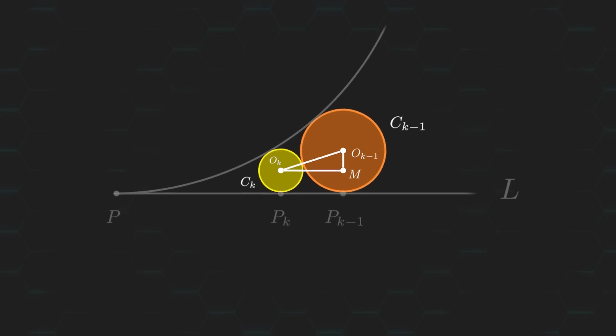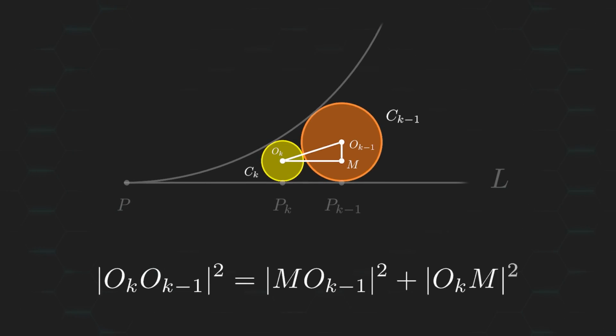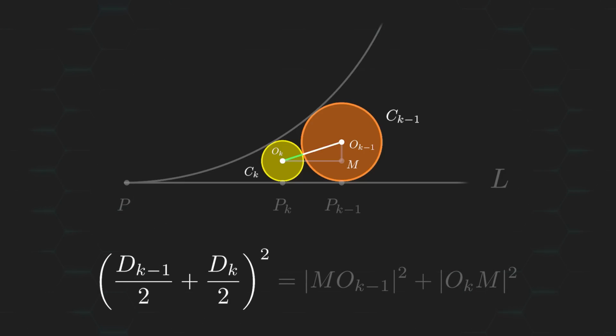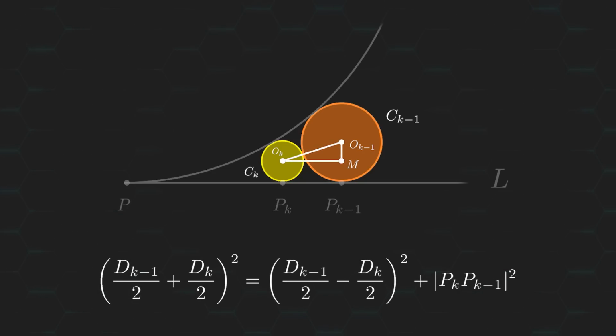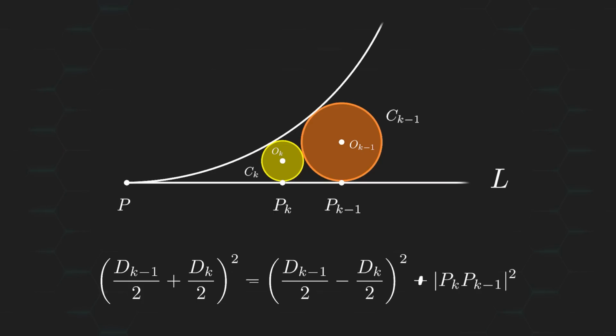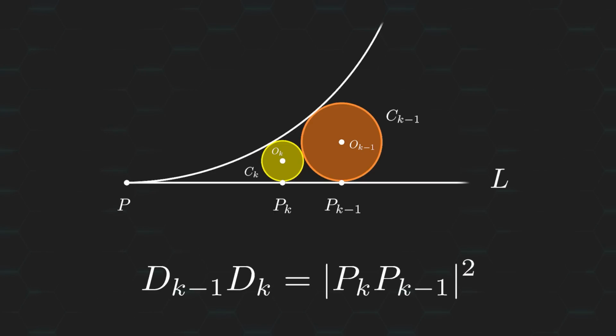Using the Pythagorean theorem again, we can acquire the following equation, which we can again try to rewrite to serve us better. For example, notice that the line connecting the two origins is just the radius of C sub k minus 1 added to the radius of C sub k, while the vertical line here is just the radius of C sub k minus 1 minus the radius of C sub k. And lastly, the horizontal line here has the same length as the line connecting P sub k to P sub k minus 1. Now let's rearrange what we have so that the diameters are all on one side. And would you look at that, things simplify quite nicely for us again.